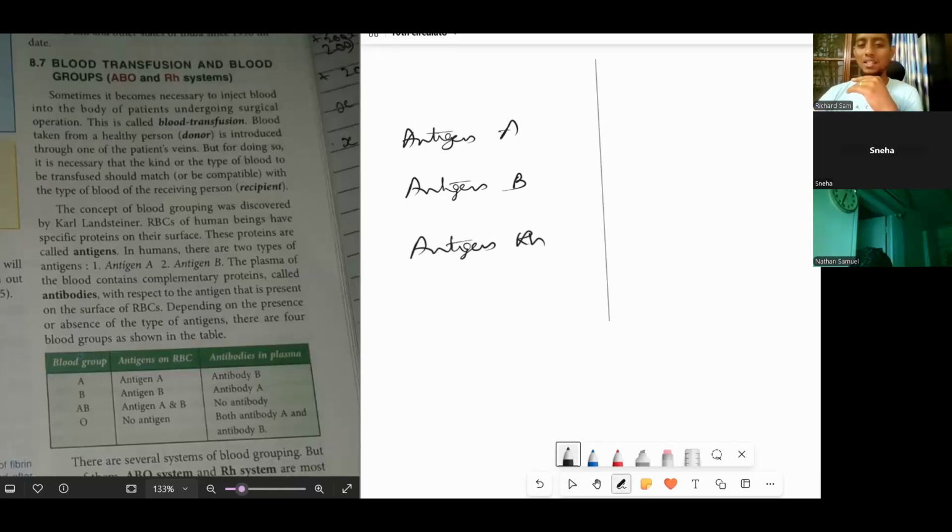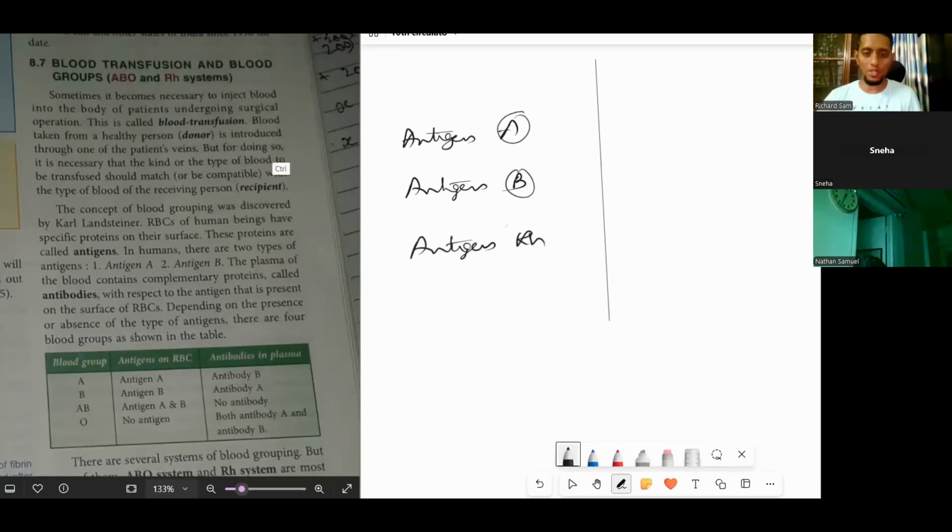So if a person has antigen A in his blood, then he'll have antibodies that will fight against whom? B and Rh. If the person has these two antigens, then he'll have antibodies against Rh. If a person has all the three antigens, then he'll not have any antibodies. Means he won't fight against anyone. Did you understand? This is very important. If you get this much, then you can understand who can donate and who can receive blood.